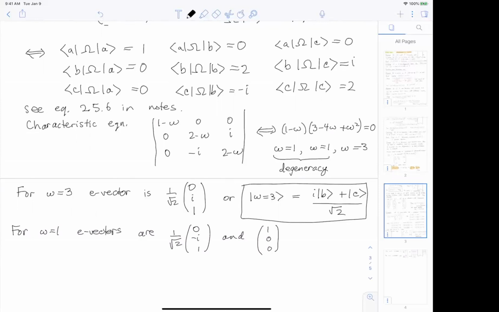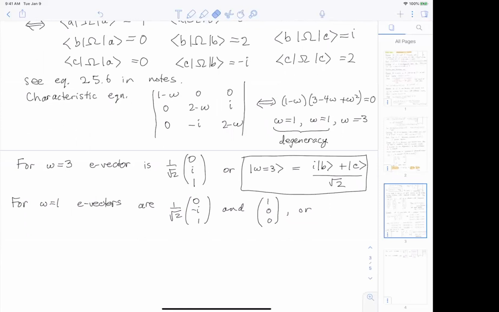So once you've found the 1, 0, 0 one, you require the other one to be different than that. Okay, and so I can write this in the following way: I have one ket, which is omega equals 1, 1, which is going to be minus i times B plus C over square root of 2. And the other one is going to be omega equals 1, 2, which is just A. That comes from the second one.